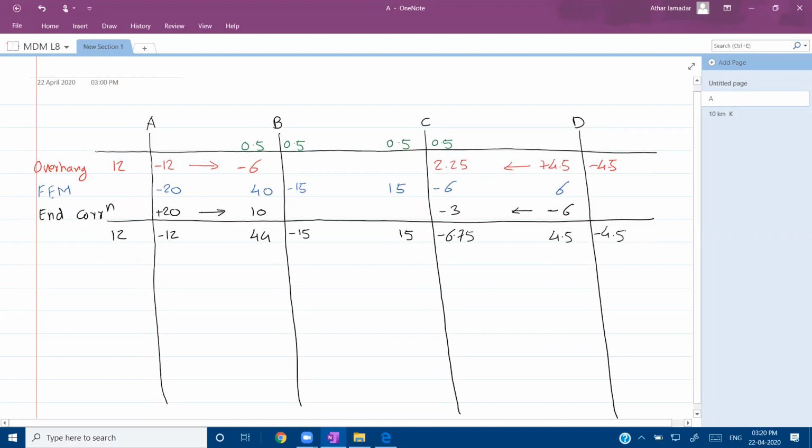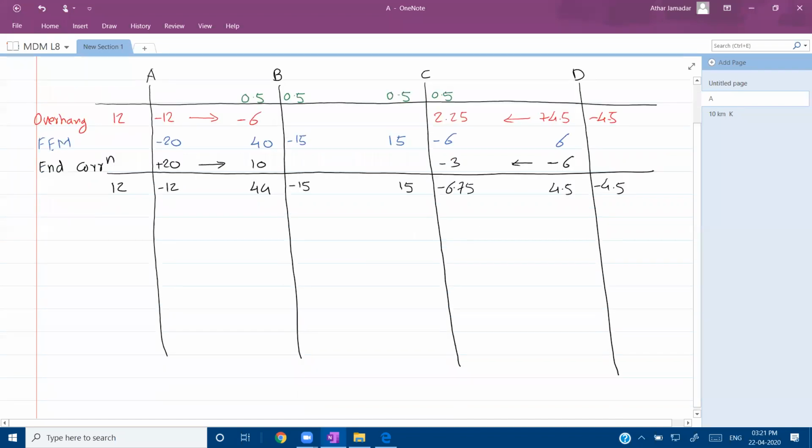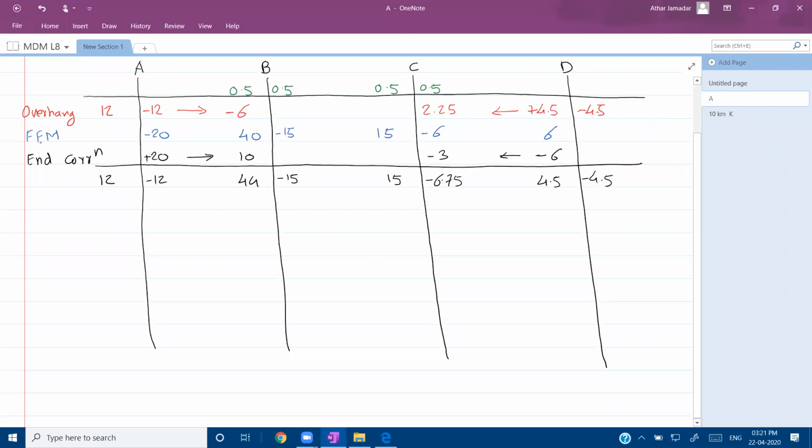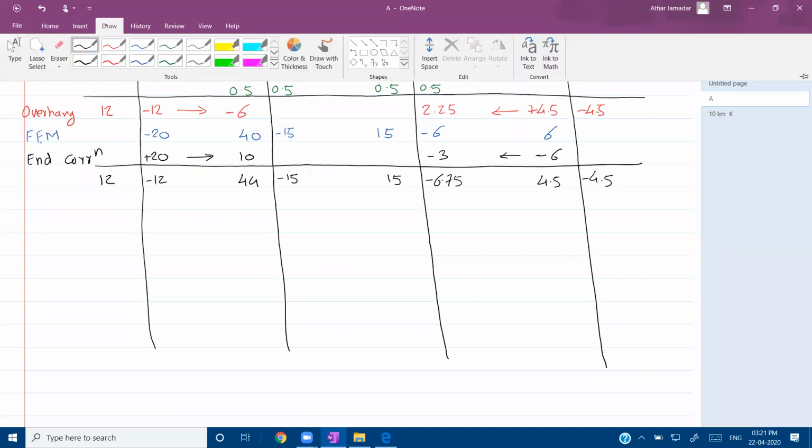Then this plus 4.5 plus 6 minus 6, it is going to be 4.5, and here it is going to be minus 4.5. Now if you calculate the unbalanced moment at support A, it is going to be 0. Why? Because plus 12 minus 12, 0. Similarly, unbalanced moment at support D, plus 4.5 minus 4.5, it is 0. So support A and support D both are balanced. So we need not do anything for support A and support D from now onwards. Only thing is that we have to calculate the unbalanced moment at support B and at support C. So that we are going to see.